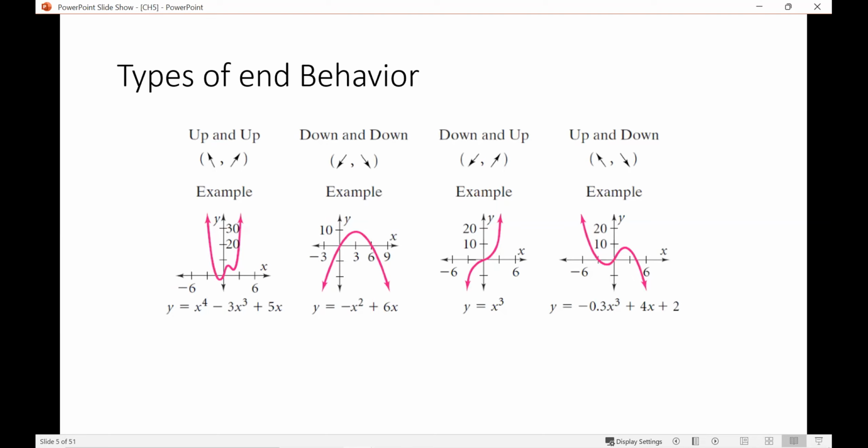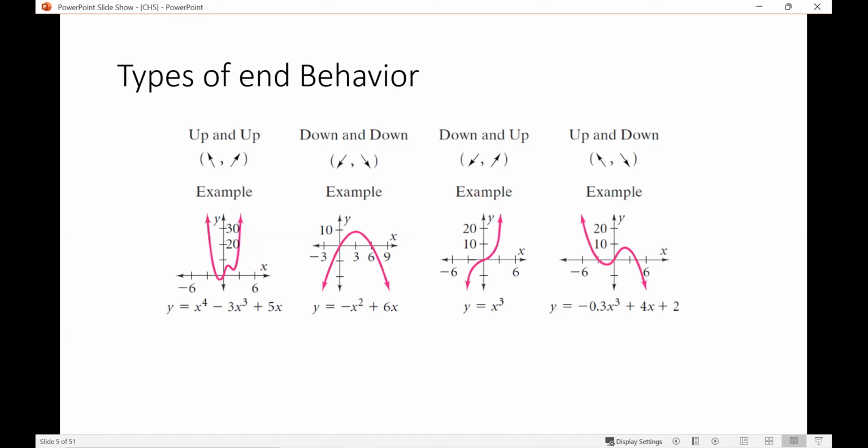And it's going to be all determined by the leading term, okay? So basically, if the exponent or the degree of our polynomial is even, the behavior is going to go in the same direction for both positive infinity and negative infinity. Okay, so if you notice the first two examples, we've got a fourth degree power and a second degree polynomial.